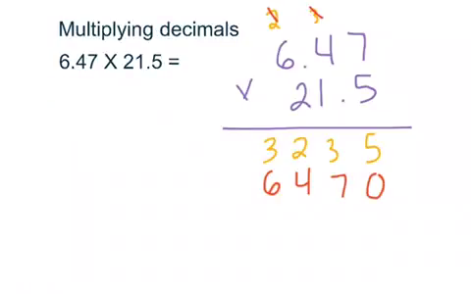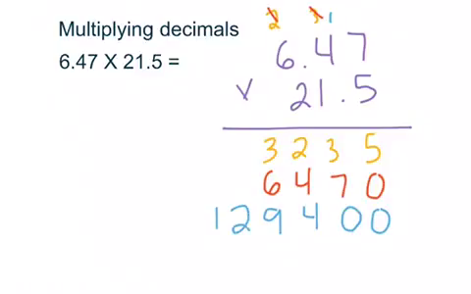Then I can move to the next digit over, which is that 2. Because this 2 is 2 place values over, or 100 times greater than my first digit, I need to place 2 zeros before I begin multiplying that 2. And then I carry out the same algorithm. 2 multiplied by 7 is 14. 2 multiplied by 4 is 8 plus 1 is 9. And 2 multiplied by 6 is 12.